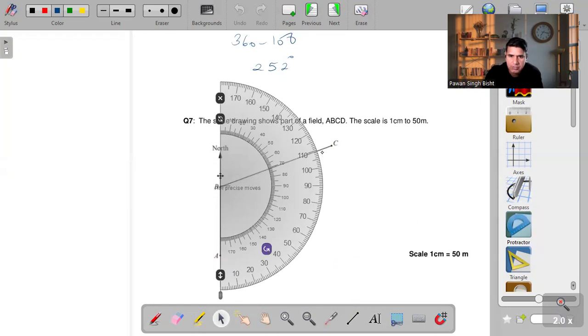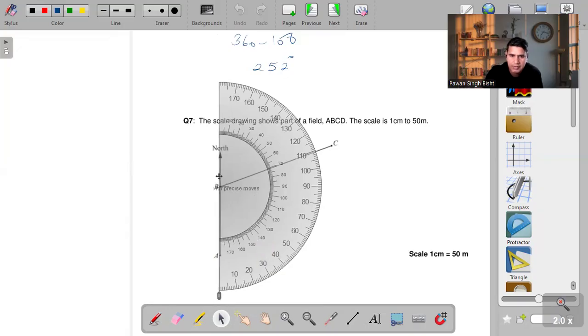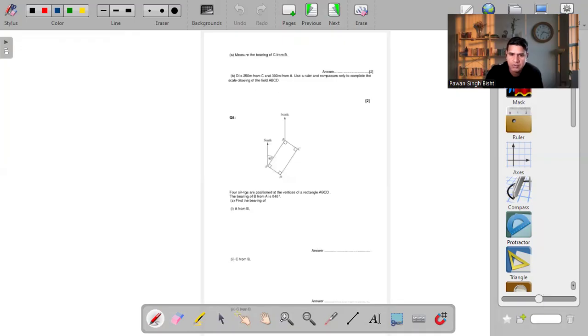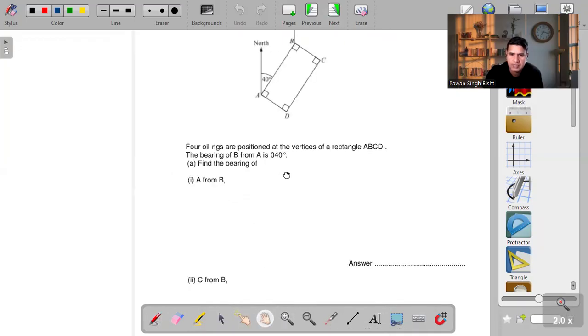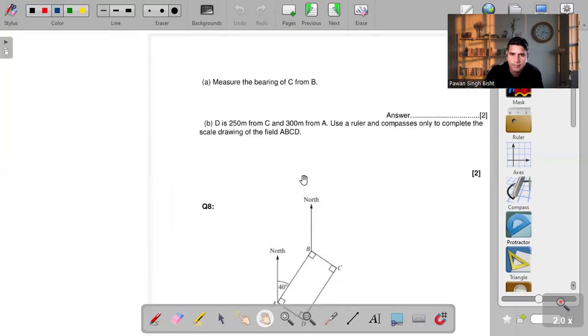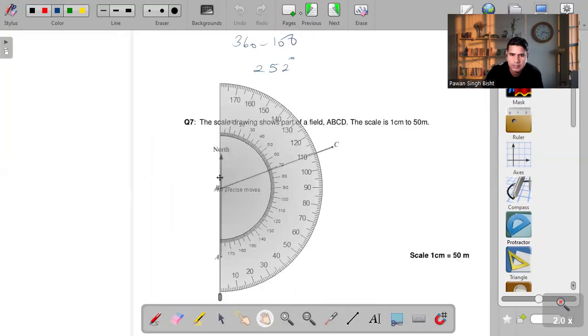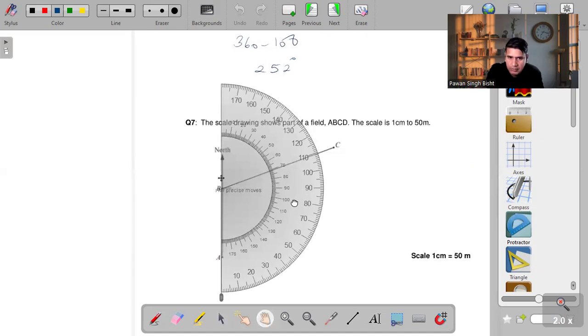This angle is approximately 110 degrees. You can see, yeah, this is exactly 110 degrees. So my answer for this part, the bearing of C from B, is 110 degrees. Just a second. No, I'm sorry, my mistake. 110 will be like this in this direction, right? I'm so sorry.